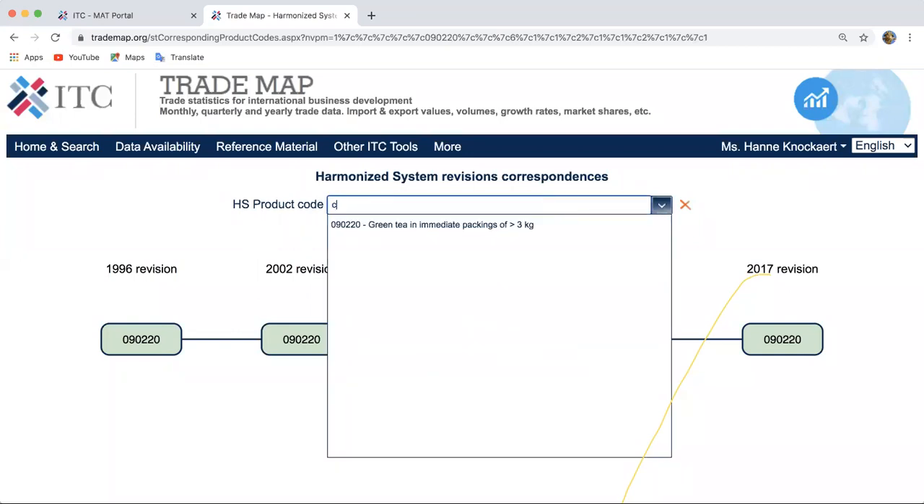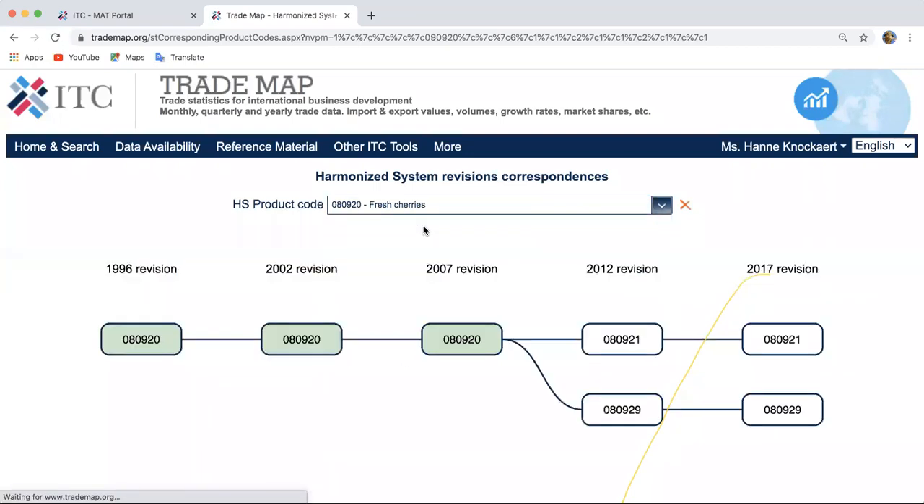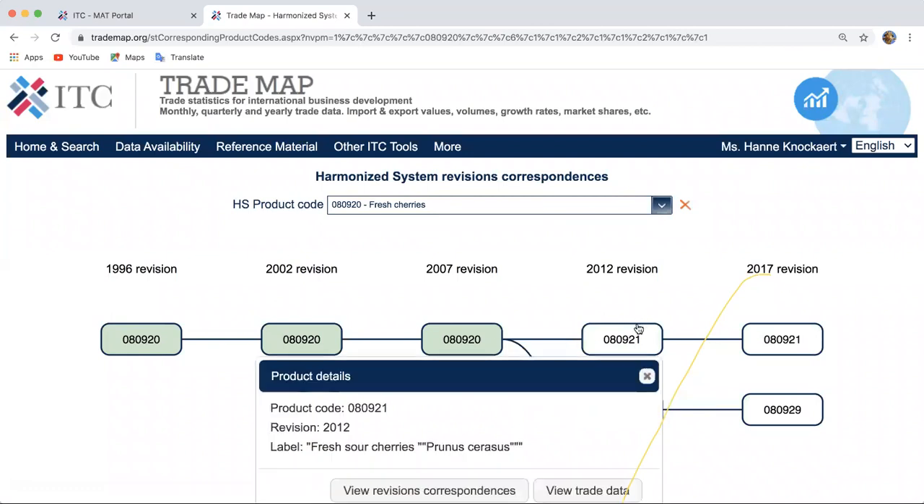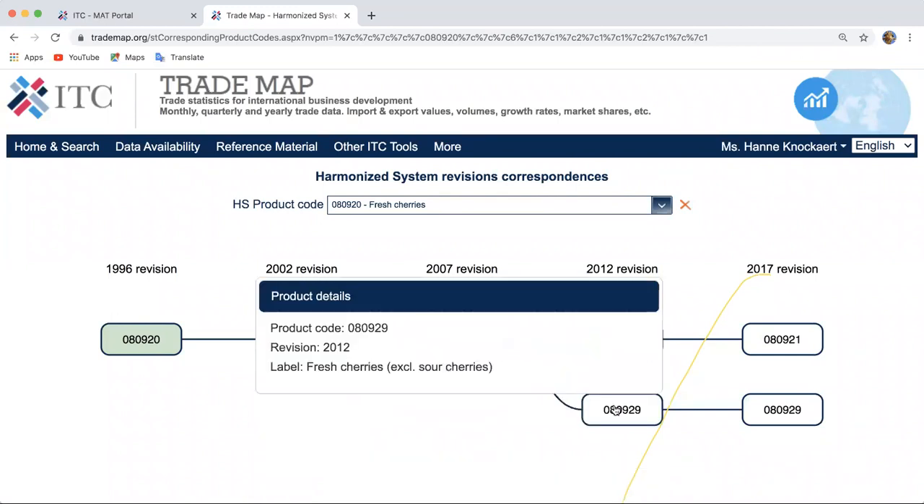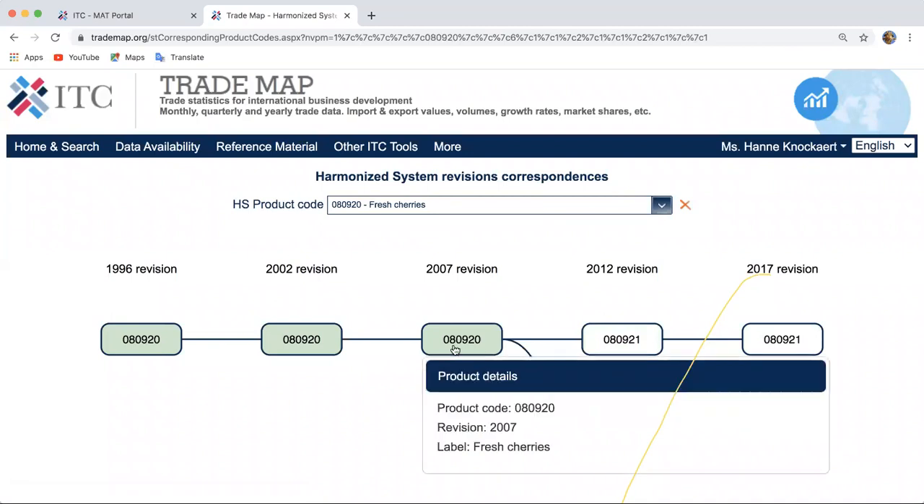But we can, for example, look into cherries. I think fresh cherries. Yes, perfect. We have a good example here. For fresh cherries, the 2012 revision changed to two separate product codes. You have fresh sour cherries suddenly, and you have fresh cherries excluding sour cherries. And before they were classified together. So these things can happen.